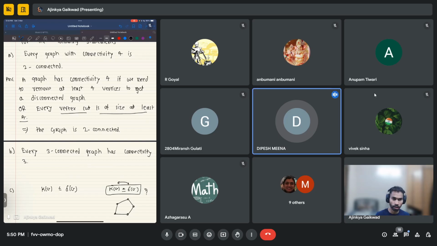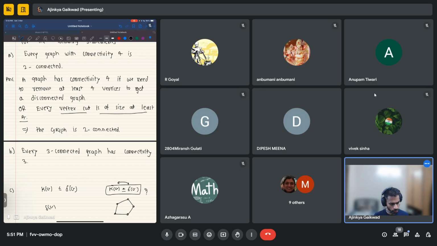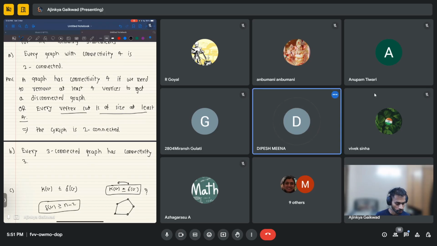So, if we characterize the graph like that: G is a simple graph such that delta of G is greater than or equal to n minus 2, where n is the number of vertices of graph G. If delta G is at least n minus 2 and G is simple, then we get the equal condition.